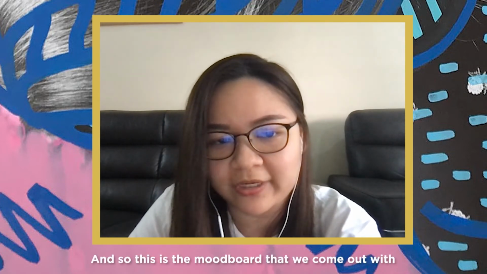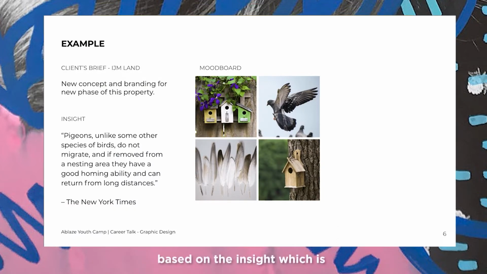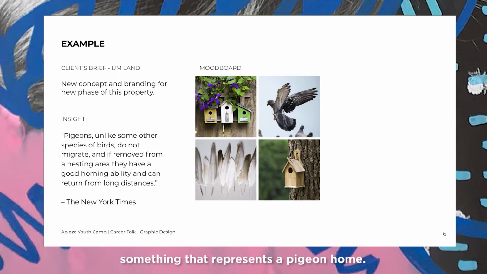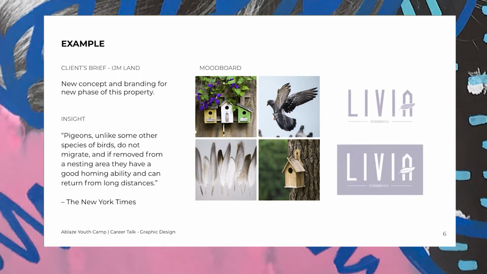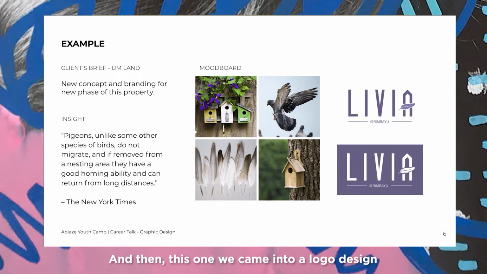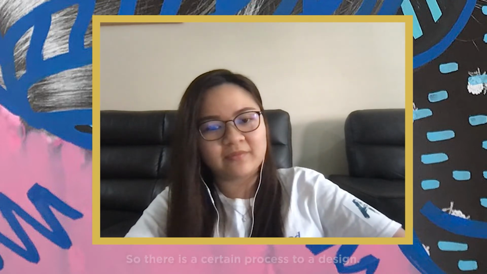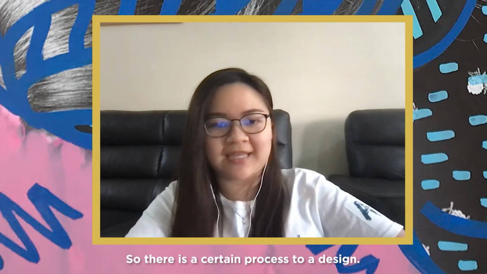And so this is the mood board that we came up with based on that insight, which is finding something that represents the pigeon, whether it is a feather, or something that represents a pigeon home, whether it is a bird house hanging on a tree. And then we came to a logo design that actually represents the client's brief, what we found, and the mood board that we also compiled. So there is a certain process to a design.